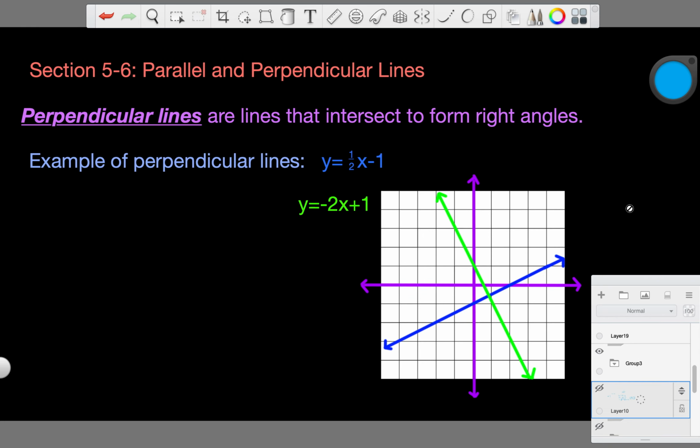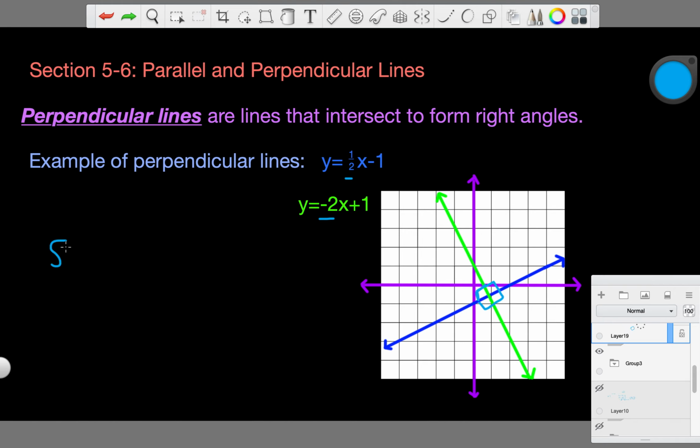Next up, we're going to review perpendicular lines. Perpendicular lines are not just lines that intersect. They intersect to form right angles, meaning that they form a right angle where these lines intersect on all 4 corners, okay? Some properties of perpendicular lines: if you take a look at the slopes, we have 1/2 and we have -2.